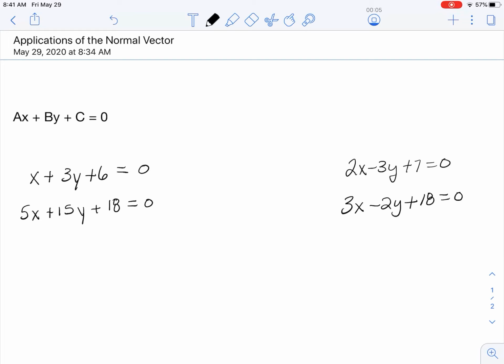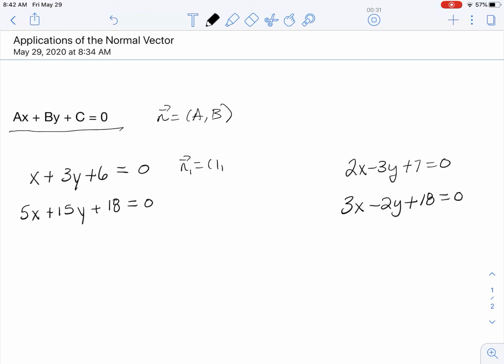Okay, in this video we're going to look at a couple of neat things you can use a normal vector for. Last video we saw when a line is in Cartesian form, or scalar if you want to call it that, here's the general form. The normal vector, which is a vector perpendicular to that line, is going to be the coefficients a and b.